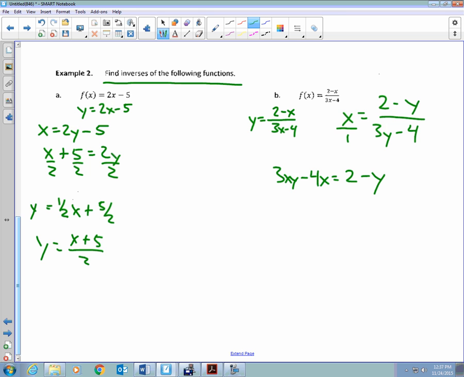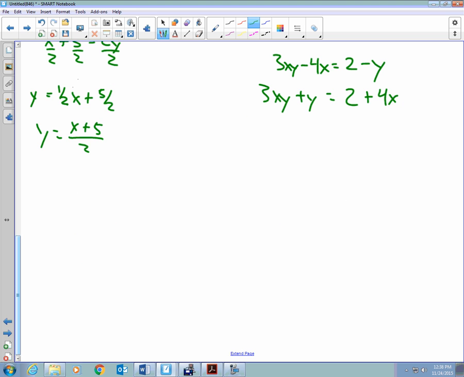The difference was that in first quarter, we were solving for x. What are we solving for now? Solving for y. So what do I have to do to solve for this? Take the y out, but before I take the y out, I should get the y's on one side. So 3xy plus y is equal to 2 plus 4x. And so I will factor out a y, and I get y times 3x plus 1 equal to 2 plus 4x. And then I divide.